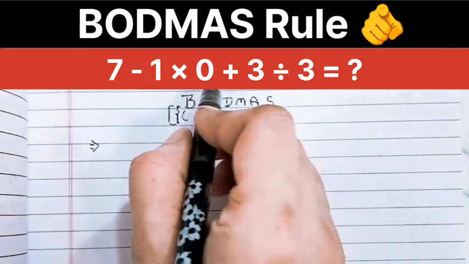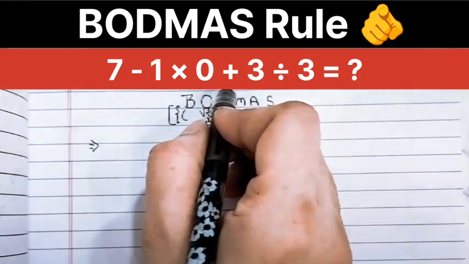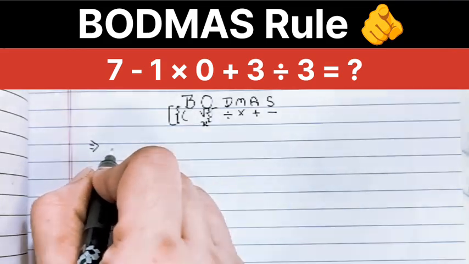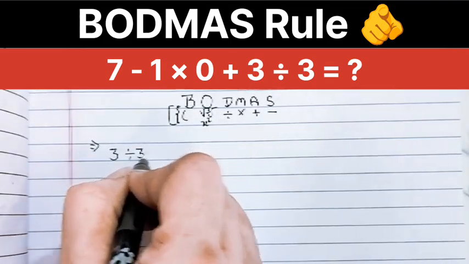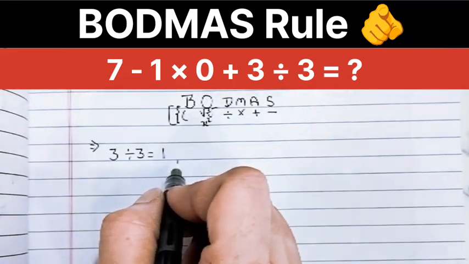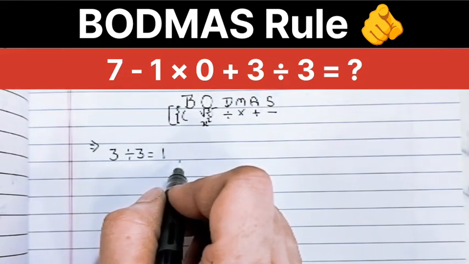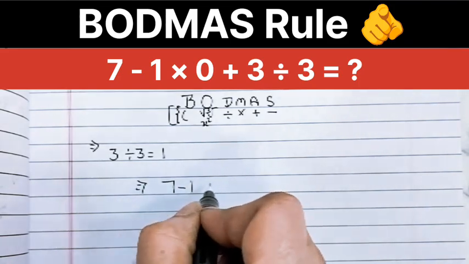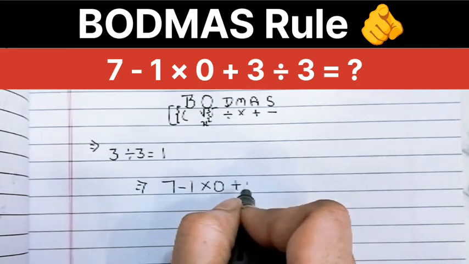Now the first step, division. According to BODMAS, division must be performed before addition or subtraction. Now 3 divided by 3 is equal to 1. According to this step, division has a higher priority than the surrounding plus and minus signs. Now the expression becomes 7 minus 1 multiplied by 0 plus 1.